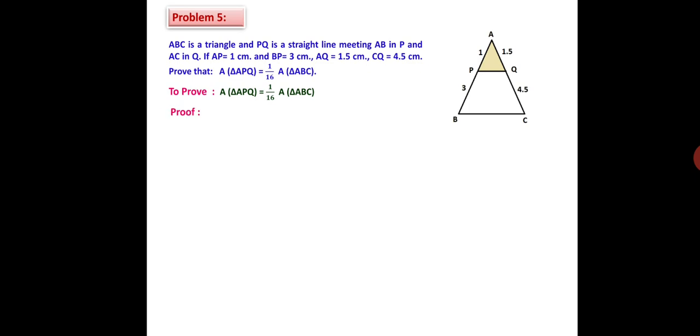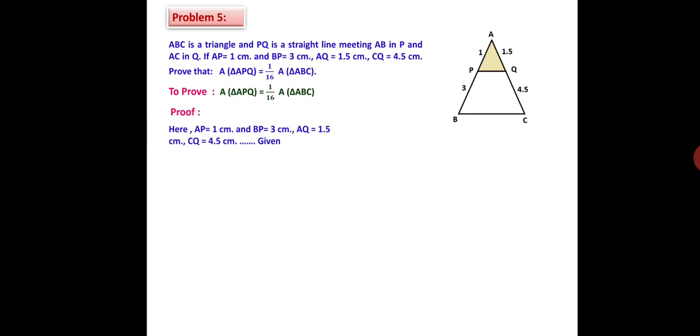Now let us consider one more problem. In triangle ABC, PQ is a straight line meeting AB in P and AC in Q. If AP is equal to 1 cm, BP is equal to 3 cm, AQ is equal to 1.5 cm, CQ is equal to 4.5 cm, you have to prove that the area of triangle APQ is 1 upon 16 times the area of triangle ABC. The area of triangle APQ means the small triangle and the area of triangle ABC means the whole original triangle. So this we have to prove: area of triangle APQ is equal to 1 upon 16 times area of triangle ABC.